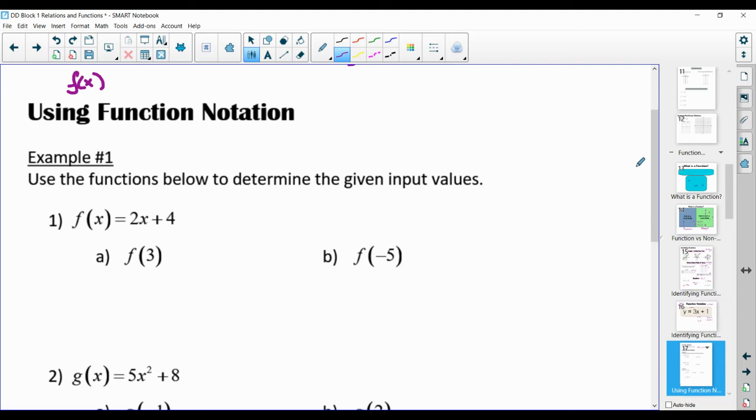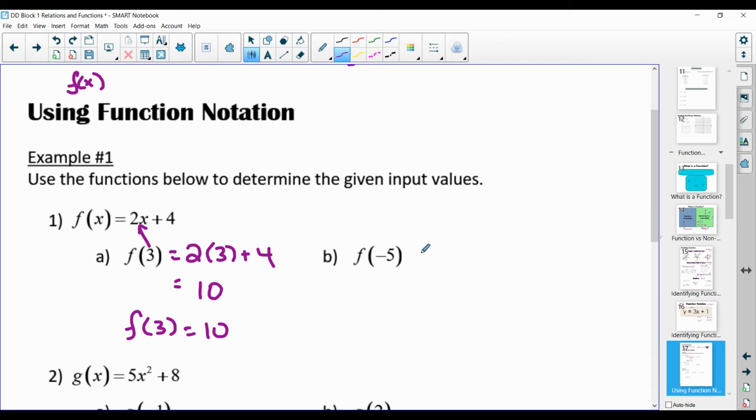So if we're going to use function notation, the first example says use the functions below to determine the given input values. If the function is f of x equals 2x plus 4, and we're being asked for f of 3, all we're going to do is take that 3 and put it where the x is. So 2, and whenever we substitute, we use brackets. So 2 times 3 plus 4. 2 times 3 is 6, 6 plus 4 is 10. So this 2x plus 4 is like our function machine. We're plugging the input in, and if you want to make the little computer sounds, go for it. But we're just plugging that in and getting our answer. So we could write our final answer as f of 3 equals 10.